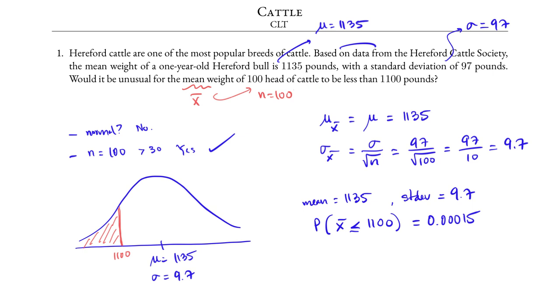pounds. And how does that help us answer the question whether this is usual or unusual? Since the probability is less than the standard threshold of 0.05, we say that this is unusual. Now, the answer is simply a yes or no question in this case, but we need to show all this work to support the answer.